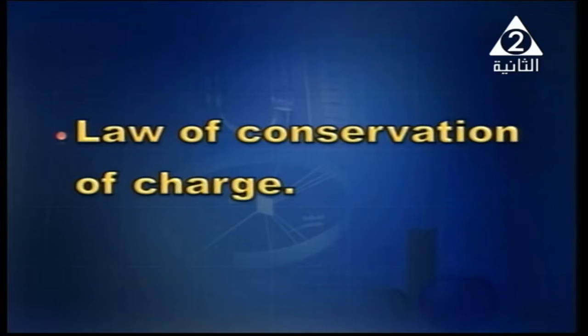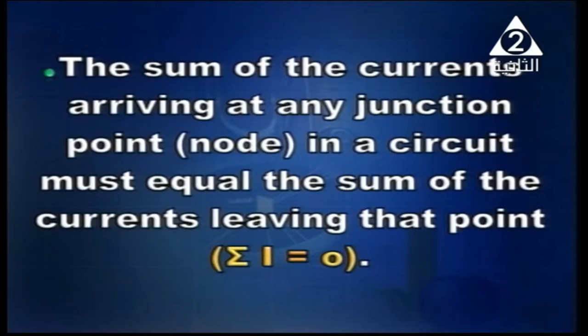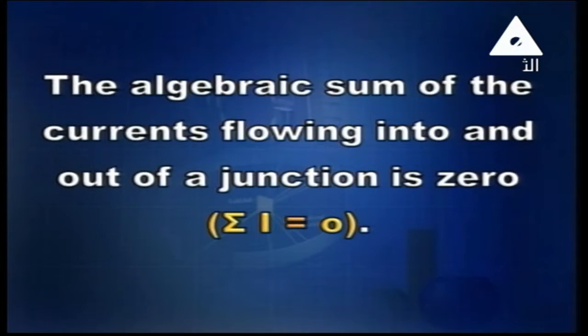And what about the relation that gives the law of conservation of charge? First law of Kirchhoff. The sum of the currents arriving at any node, at any junction in a circuit, must equal the sum of the currents leaving that point. In other words, summation of current equals 0. Or the algebraic sum of the currents flowing into and out of a junction is 0.